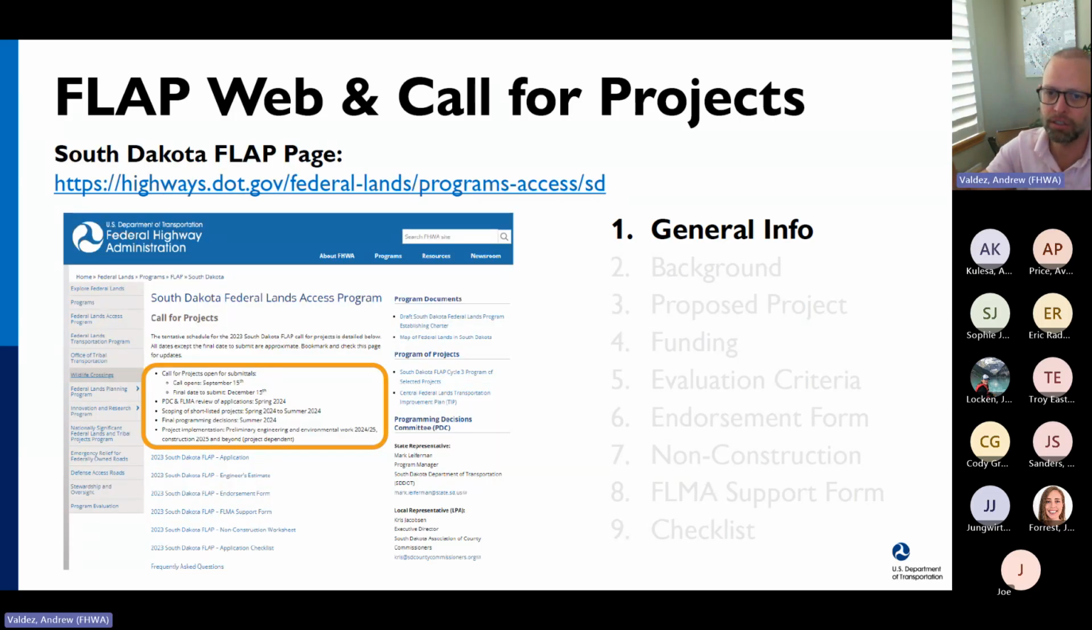If you click on South Dakota, this is what the page currently looks like. This is where you get the most up-to-date call information, as well as all the application materials. While the call for projects is open, it might be a good idea to go ahead and bookmark this page right here. Here's our general timeline. As I mentioned, we'll have the application window open until December 15th, and final programming decisions maybe sometime by next summer. Implementation will really depend on the details of the projects that come in.